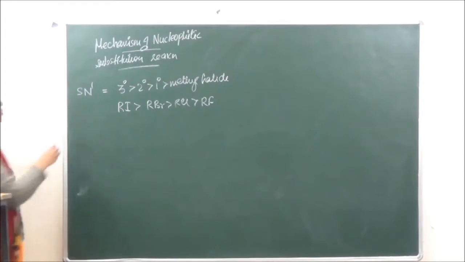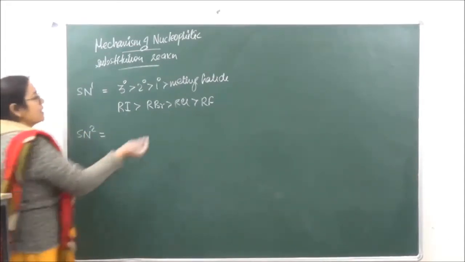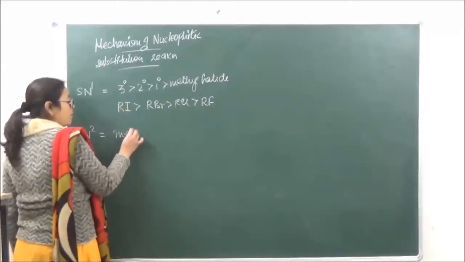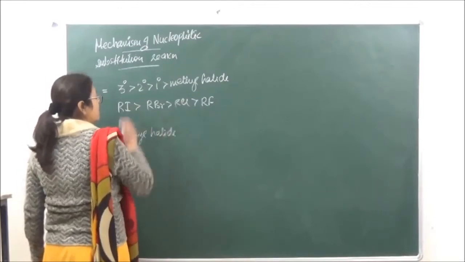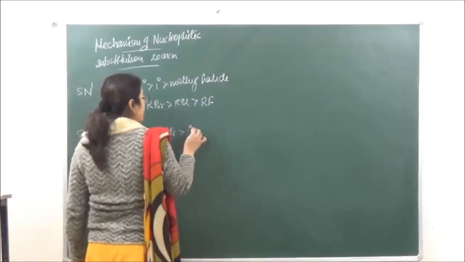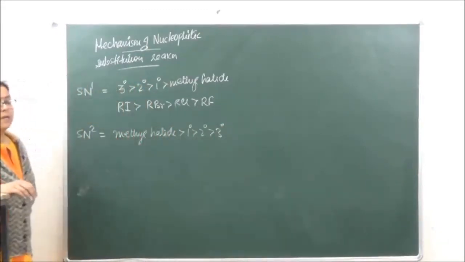Okay. When we are doing the SN2 mechanism, the opposite is going to take place. So methyl halide is going to be more reactive than 1 degree, then 2 degree, and 3 degree in this case is going to be the least.